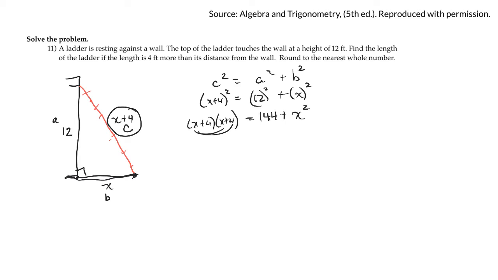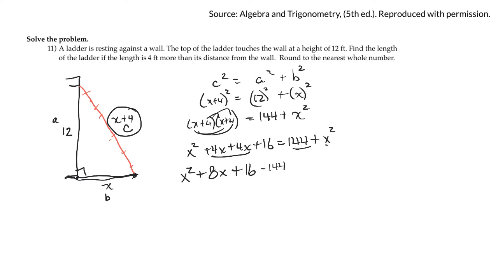So if I distribute this, this will come out to be x squared plus 4x plus another 4x plus 16 equals 144 plus x squared. And now let's bring everything over to the left side. So I'll have x squared plus 8x plus 16. And then if I bring this over, it'll be minus 144. If I bring this over, it'll be minus x squared. But now the x squareds will cancel.